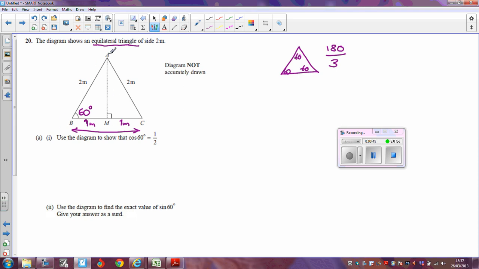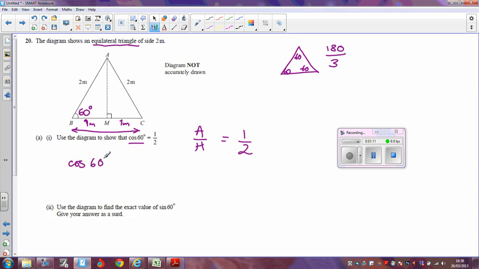In this triangle here, ABM, we're trying to find the cosine of 60 degrees. And the cosine, remember, is the adjacent divided by the hypotenuse. So in this triangle here, the adjacent is going to be 1 meter, and the hypotenuse is going to be 2 meters. So in other words, the diagram is going to show that cos 60 is a half.